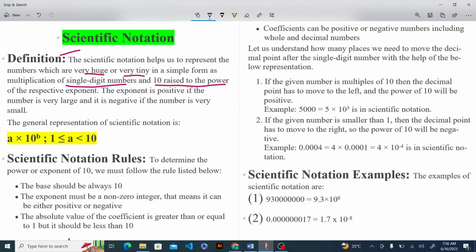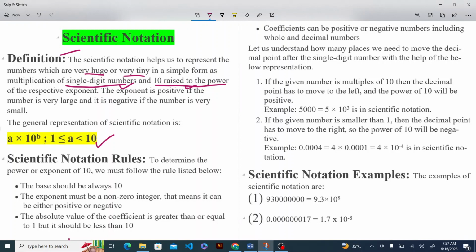So you need a simpler way to write these types of numbers, very large or very small numbers, for which you would need to write so many digits. You need a simpler way to write those numbers easily and quickly. So scientific notation is that notation which you can use to write very huge or very tiny numbers, to represent them as a simpler form, as multiplication of a single digit number and 10 raised to the power. Okay, this is the general representation of scientific notation.